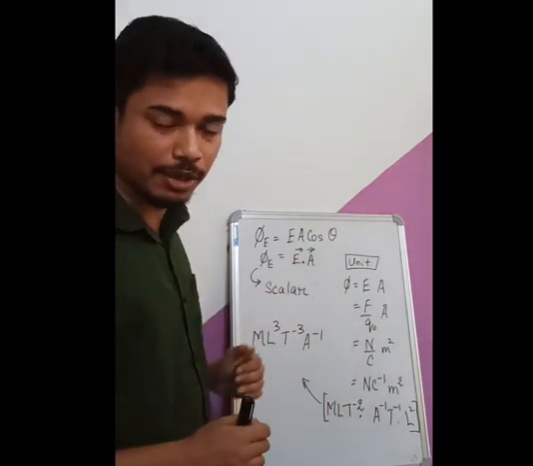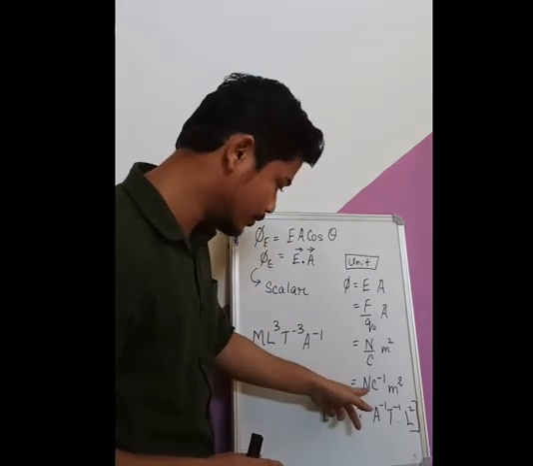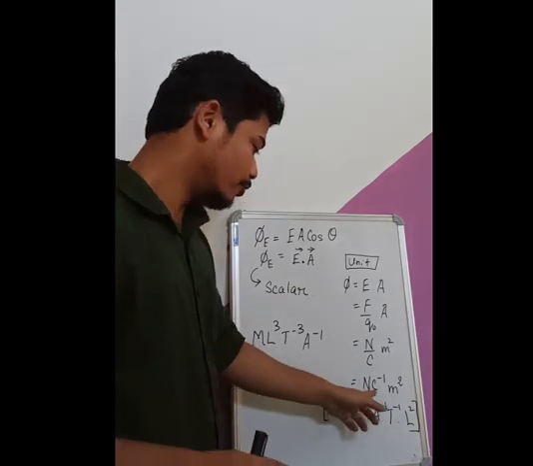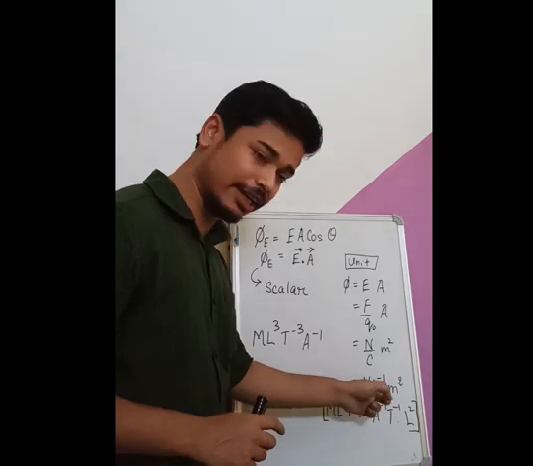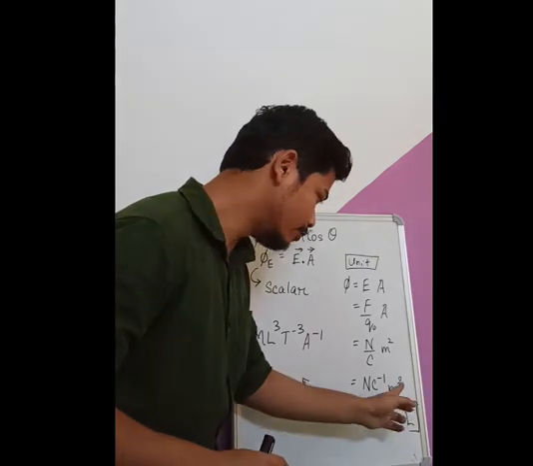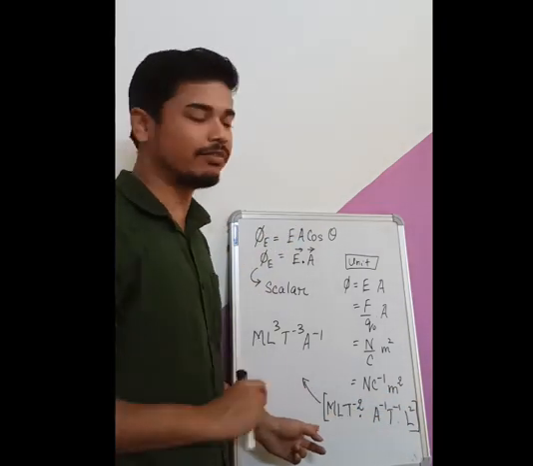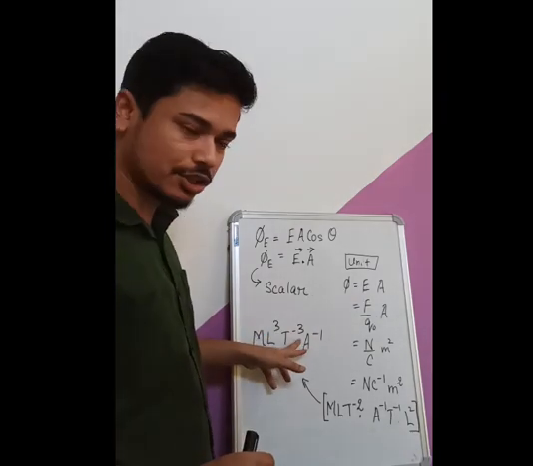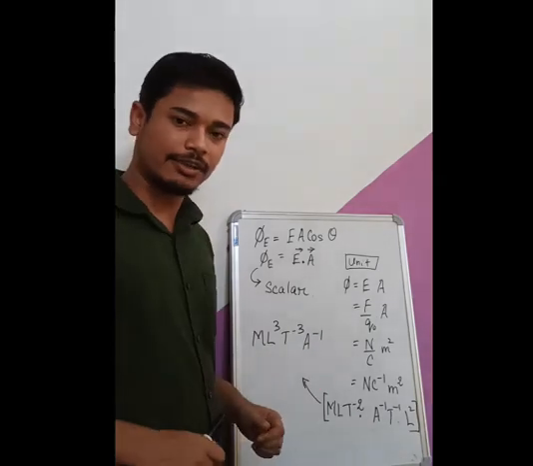Similarly, what would be the dimension of electric flux? The dimension for Newton, which is a force, is M L T minus 2. For coulomb we have A T, and here we have coulomb inverse, so this would become A inverse T inverse. For meter square we have L square. So finally the dimension of electric flux becomes M L cube T minus 3 A minus 1. This is the dimension for electric flux.